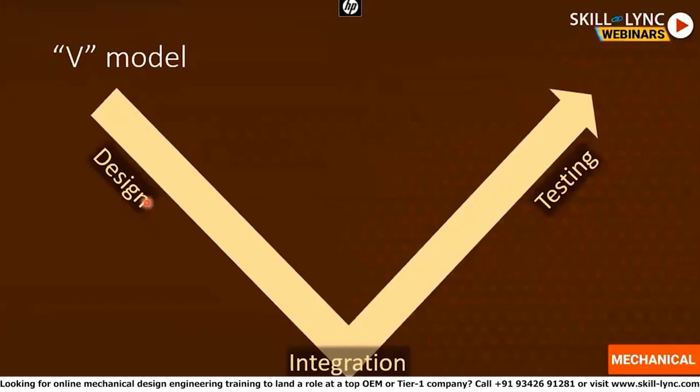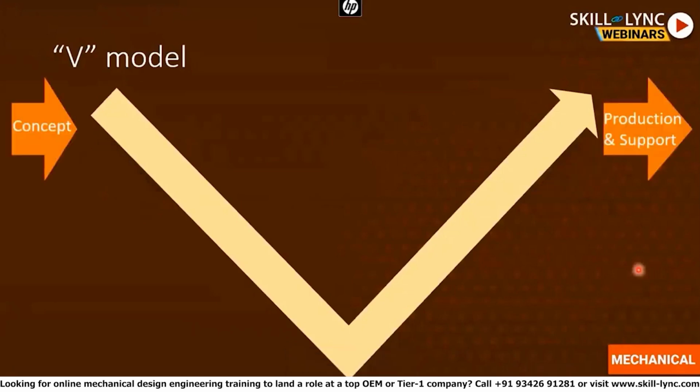So the V coming down is basically the design phase. V going up is basically the testing phase. And the V, the connection point, we say it as the integration phase. This is the simple definition of a V model. And this V model, of course, starts with the concept and planning and ends with the production and support.